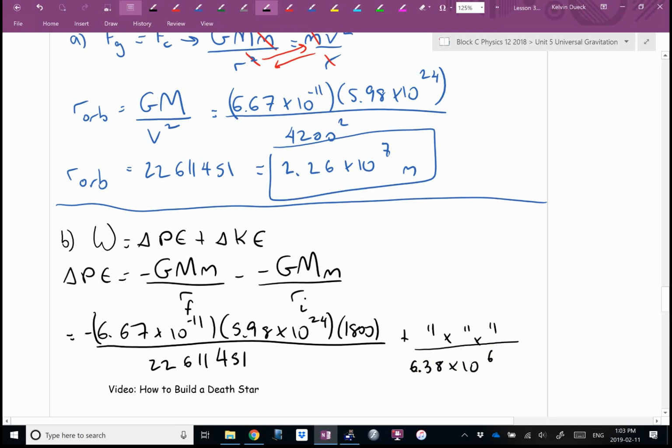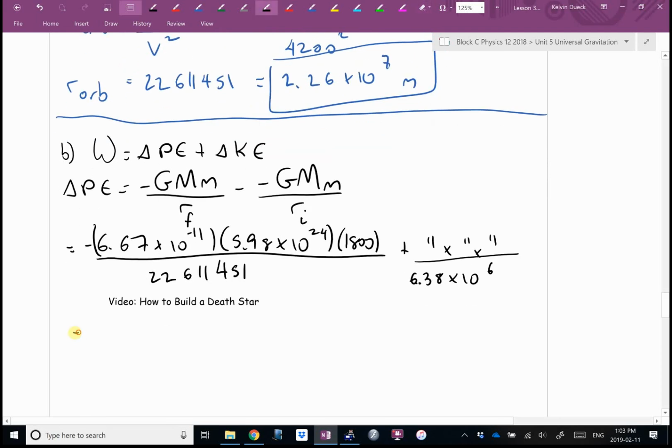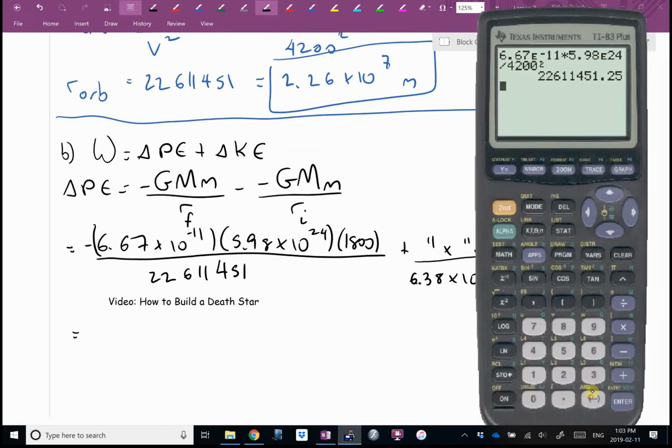And Lorenzo, we decided to do it this way because this is a lot of typing. And then what I said is, don't do this in one step. Do each term one at a time. So I'm now going to go negative 6.67 times 10 to the negative 11 times 5.98 times 10 to the 24th times 1,800 divided by, answer button. And I get negative 3.1752 times 10 to the 10th. And I'll write it all down.